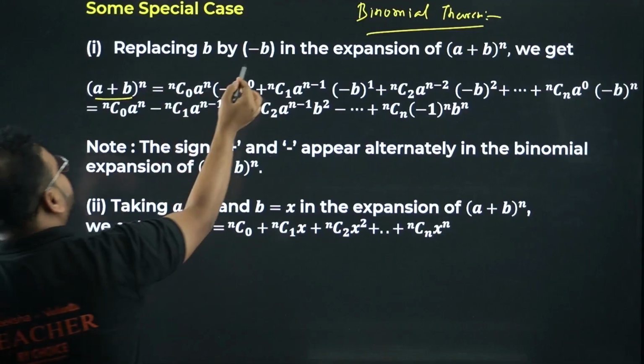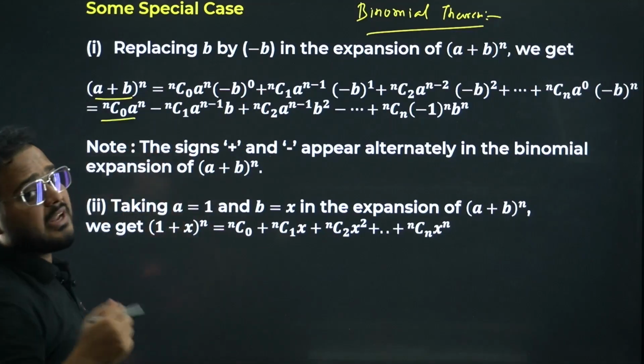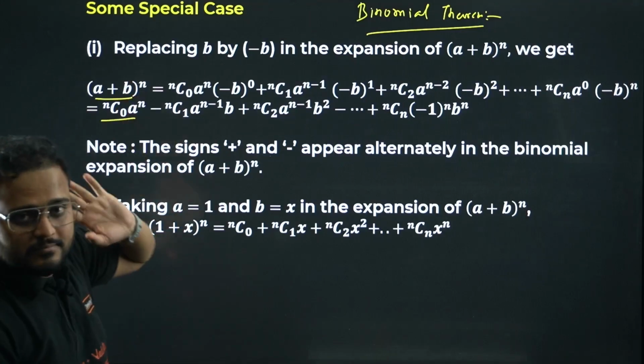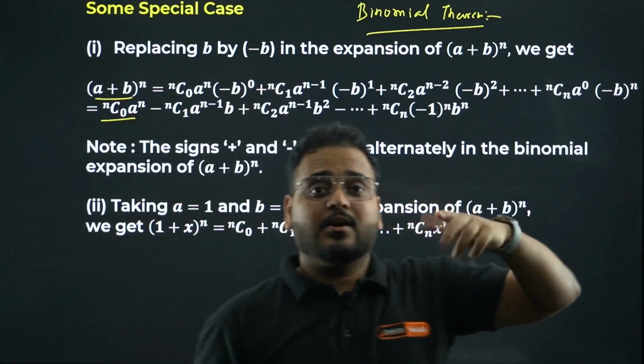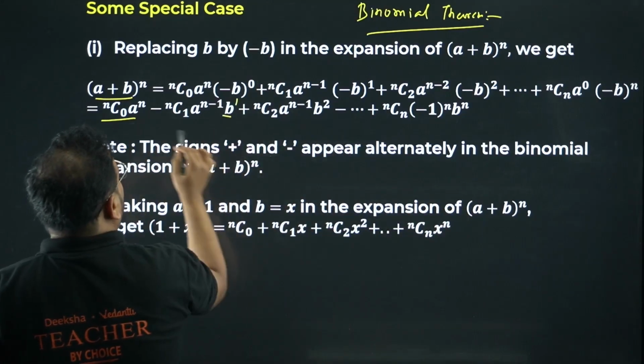If I am replacing this with minus b, I'll have this result: nC0 a power n minus nC1 a power n minus 1 b, and so on. Basically, whenever you have odd powers of b, because b has a negative sign, it will become negative. Please check. b power 1 is odd, so we have a minus sign.